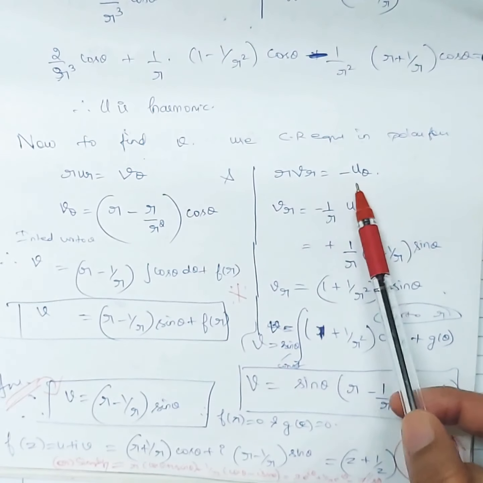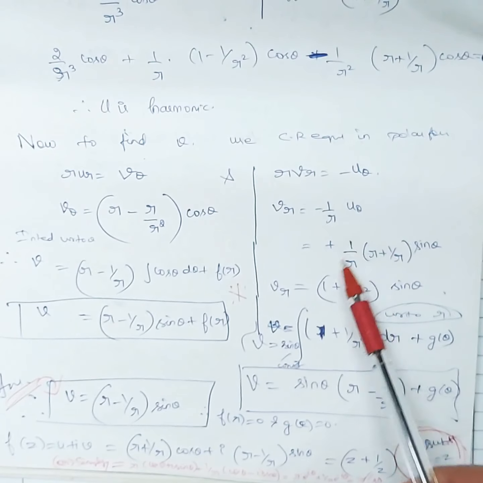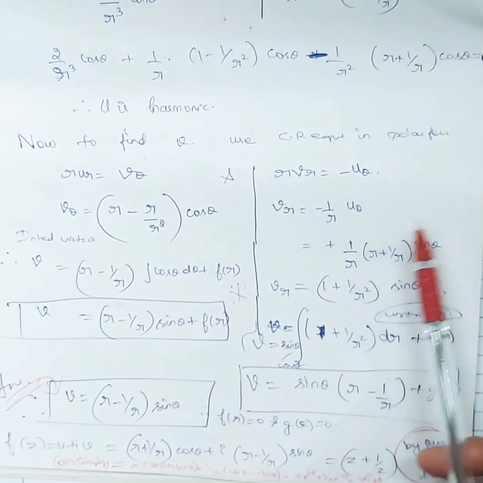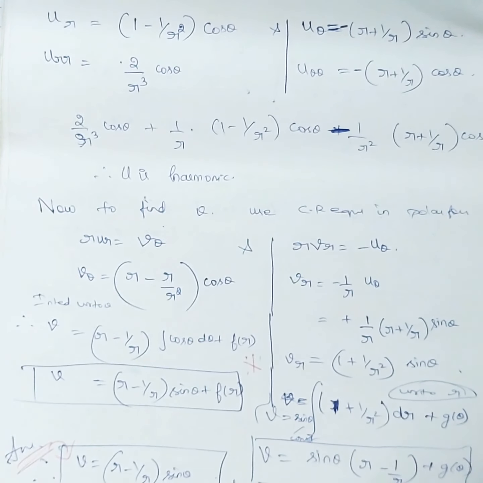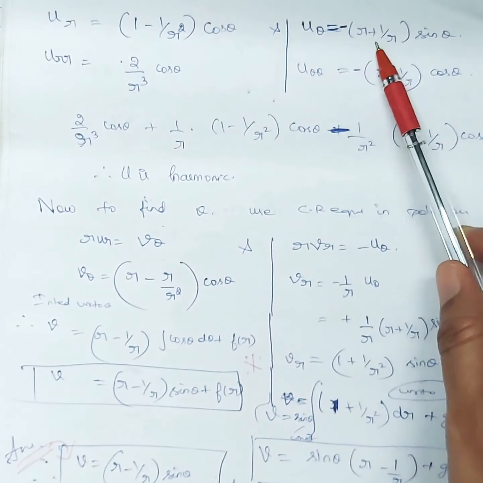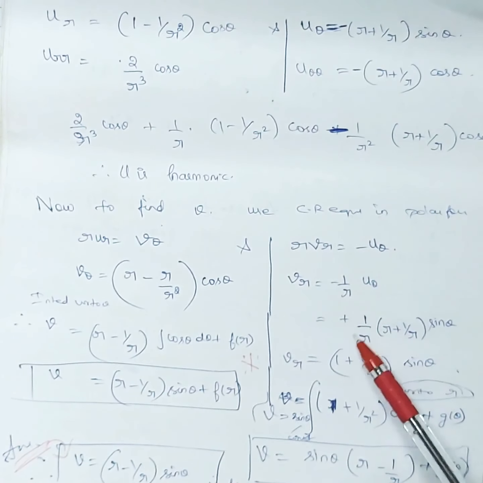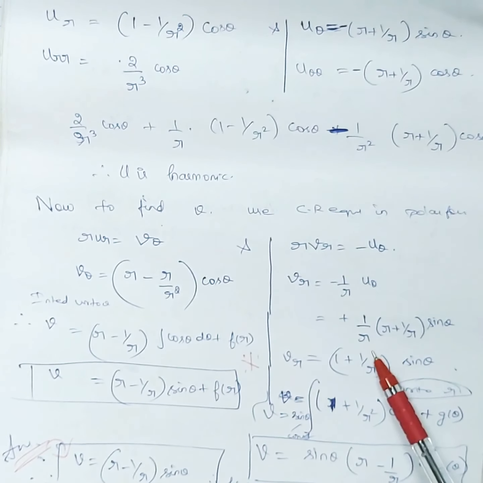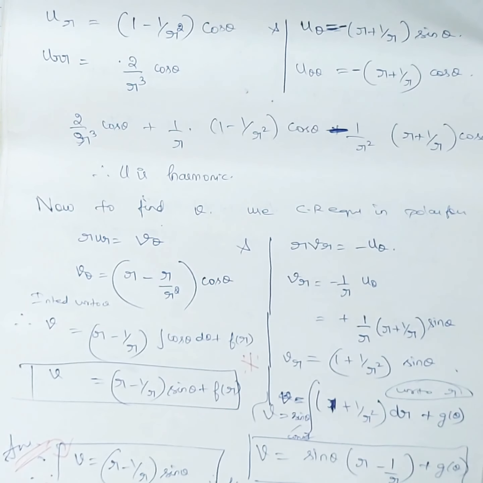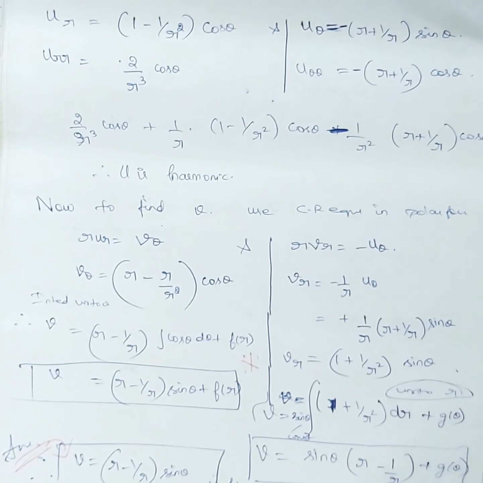Similarly, r V_r is minus u theta. Therefore, V_r is minus 1 by r u theta. So what is u theta? U theta you have already got. Let me show you. Yeah, here it is, minus r plus 1 by r sin theta. So this minus and this minus will become plus. 1 by r is there already outside, r plus 1 by r sin theta. Now multiply this inside. 1 by r into r will become 1 plus 1 by r square sin theta.